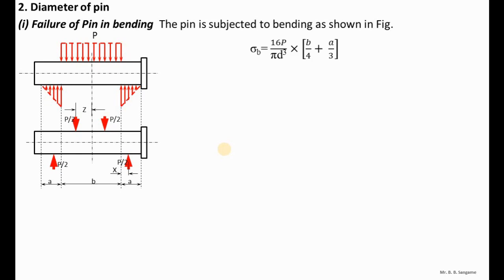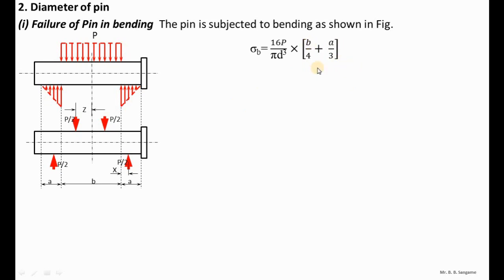Okay, so here sigma B, as per the derivation, the induced bending stress in the pin, is 16P divided by pi d cube multiplied by B by 4 plus A by 3. So here sigma B is the bending stress, P is the applied force which is 70,000 Newton, D is the diameter of pin which is to be calculated, B is the thickness of eye, and A is the thickness of fork. Already we have calculated the thickness of eye and thickness of fork.